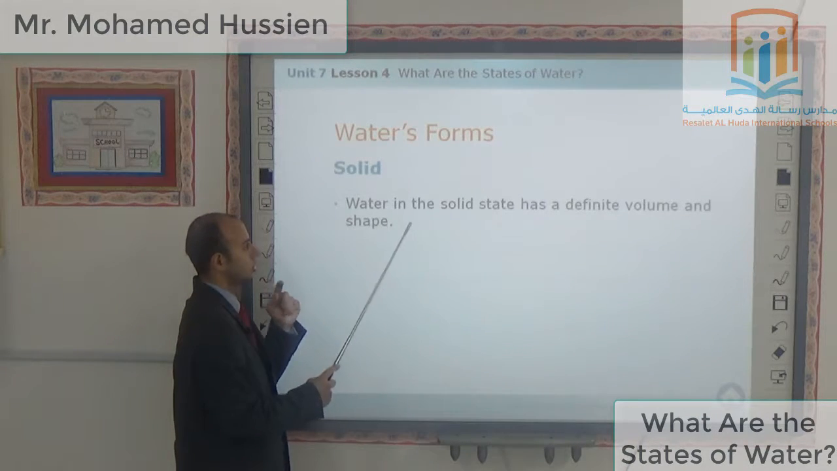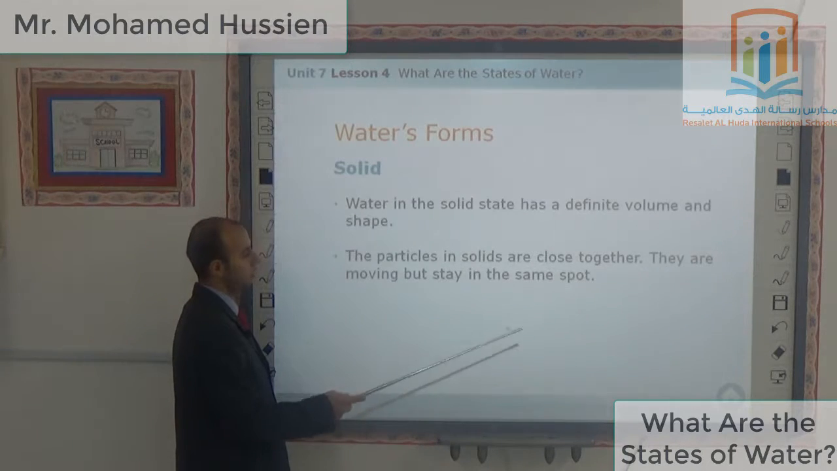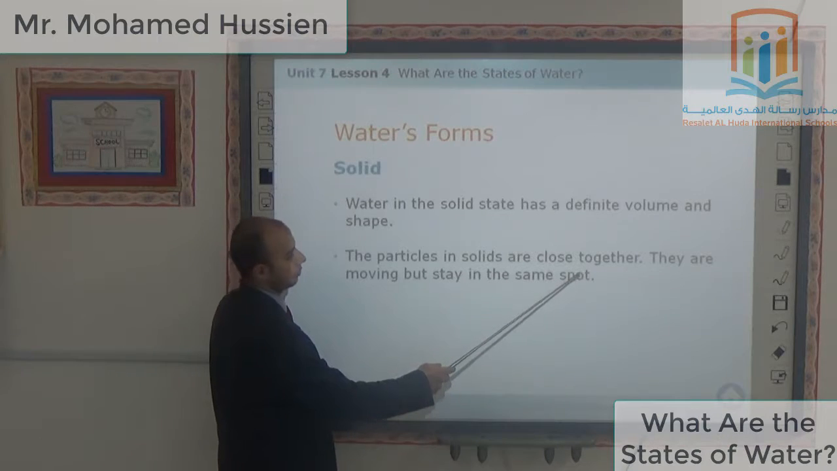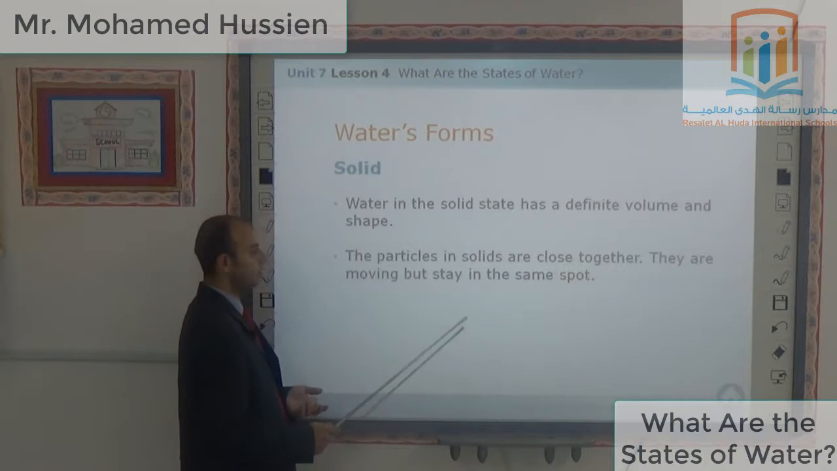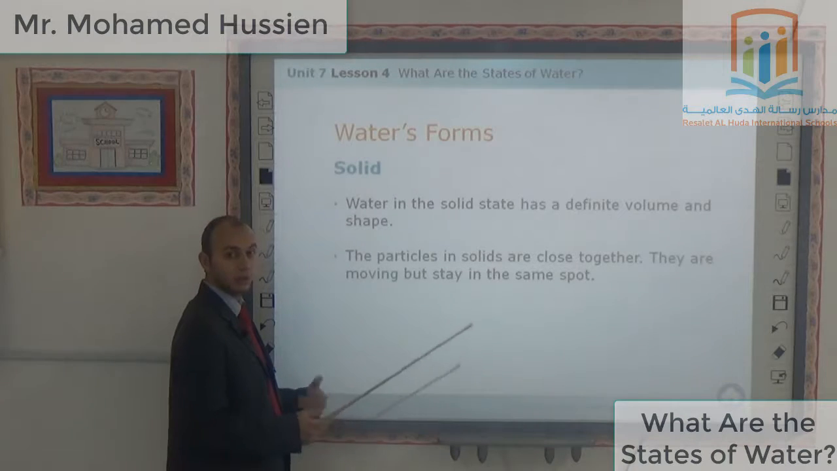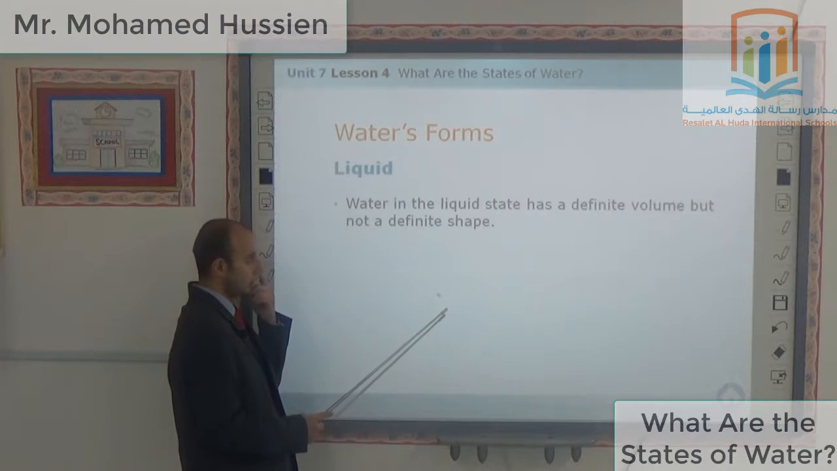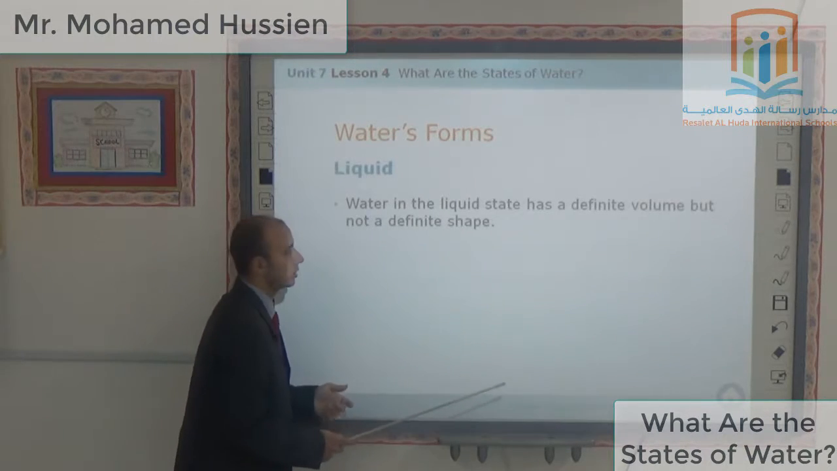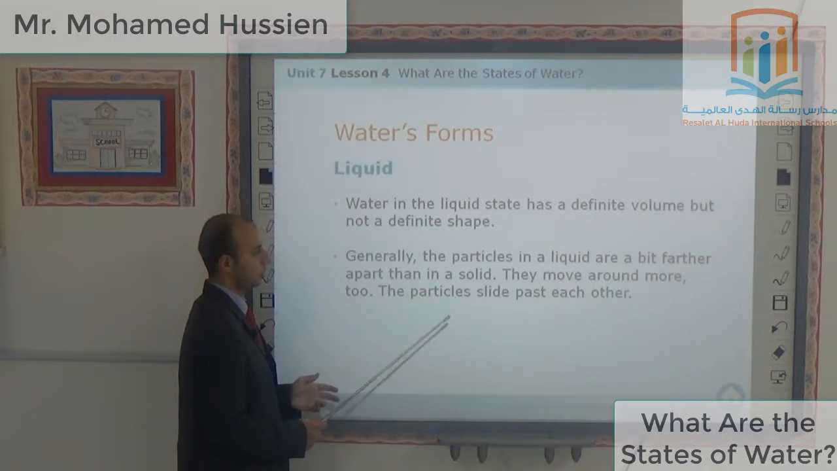What is the water's solid state? Solid state of the water is ice, definite shape and definite volume. Particles of solid, as you watch in the video, are close together, moving, but stay in the same spot or the same point. Not free moving like gases, for example, or like the liquid. Yes, liquid, like water in liquid state as you drink it, has a definite volume and not definite shape. The shape is according to its container, as you know.